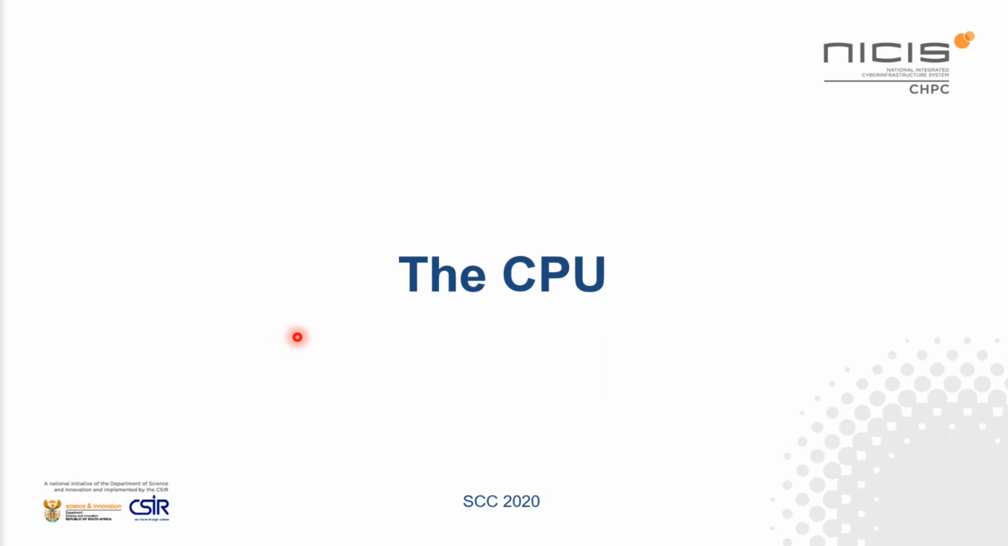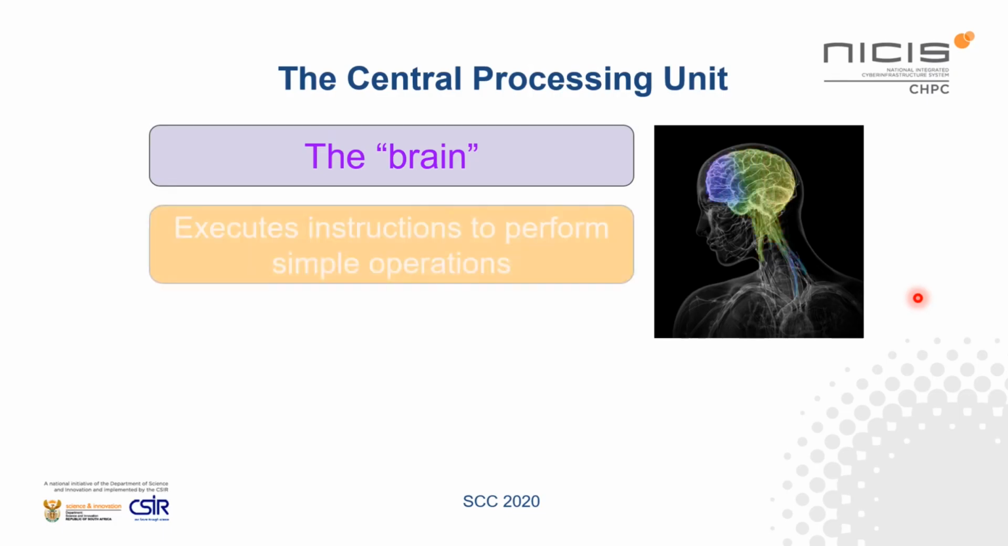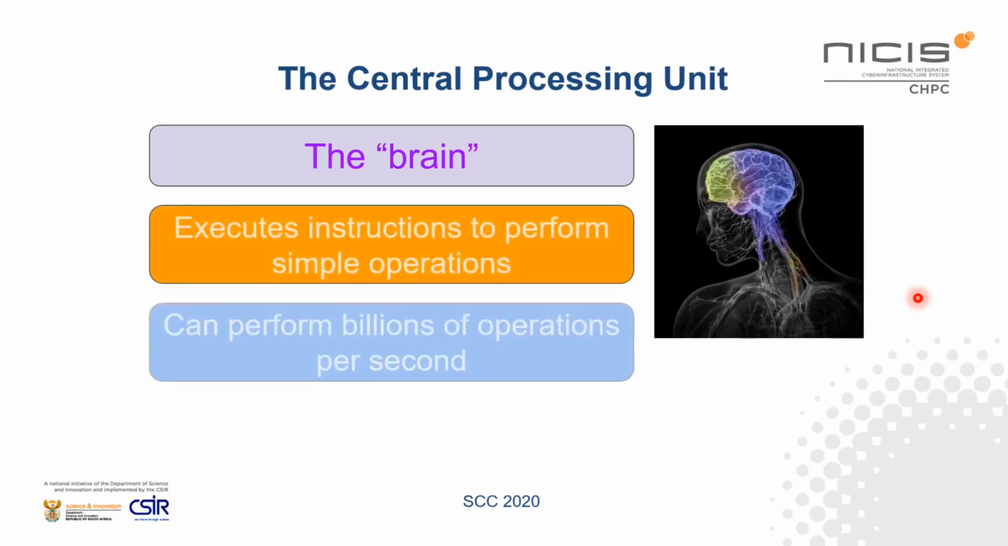Since the motherboard might be considered as the body of the computer, the CPU, or central processing unit, would then be considered the brain of the computer. A CPU executes instructions to perform simple operations, and as we've discussed in an earlier chapter, modern CPUs can perform billions of operations per second.